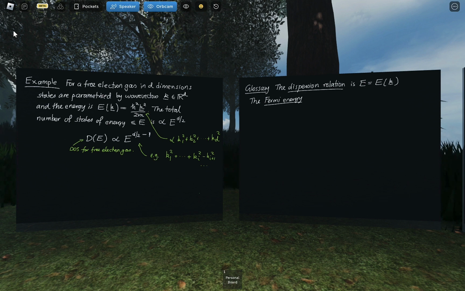The Fermi energy is the energy of the topmost filled level in the ground state. This depends on the temperature, so maybe it's not like the ground state. You might mean by that the zero temperature ground state. I'll just skate over that. You'll see how it comes into the calculation in a moment, I guess.